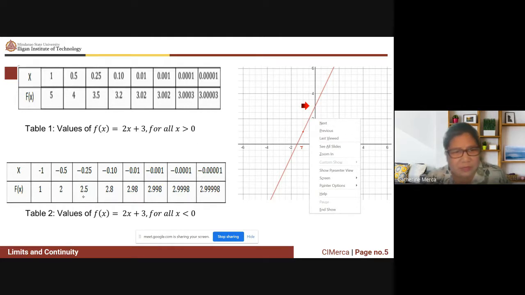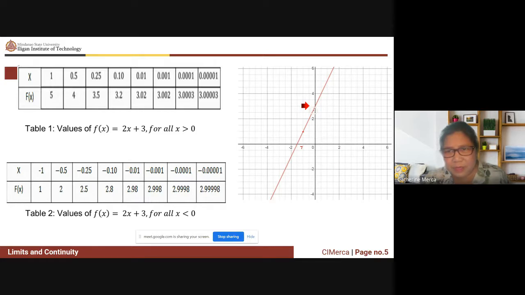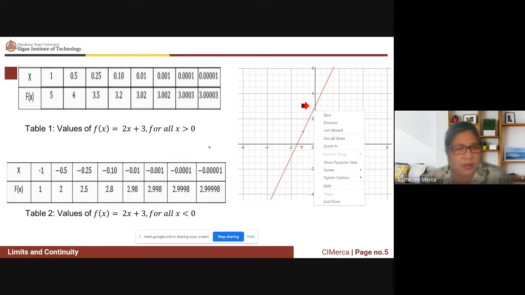This one, the value is at 2.5. At -0.25, the value is at 2.5. Okay, this one, 2.5. And when x is -0.10, it's 2.8.